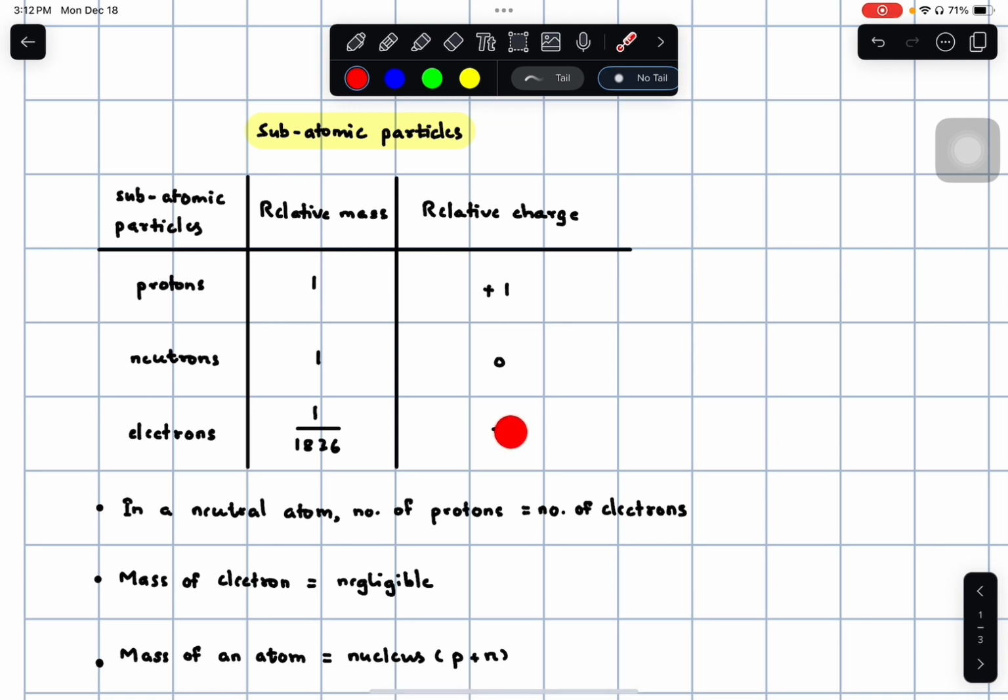of -1. So, if an atom is neutral, the number of protons has to be equal to the number of electrons. And that's how an atom is neutral. Since the mass of the electron is so small, it's negligible. So when we're talking about the mass number or the mass of an atom in the future, you should know that the mass depends on the number of protons and neutrons.